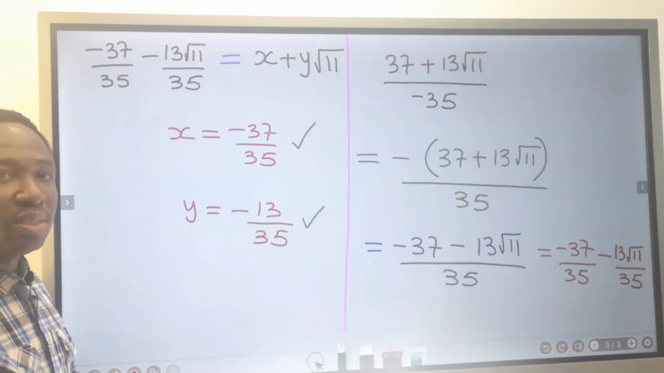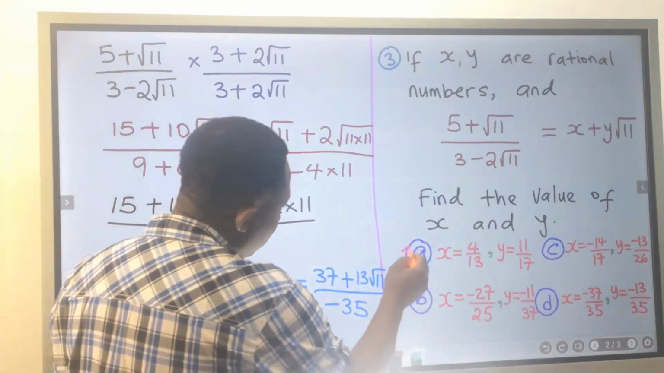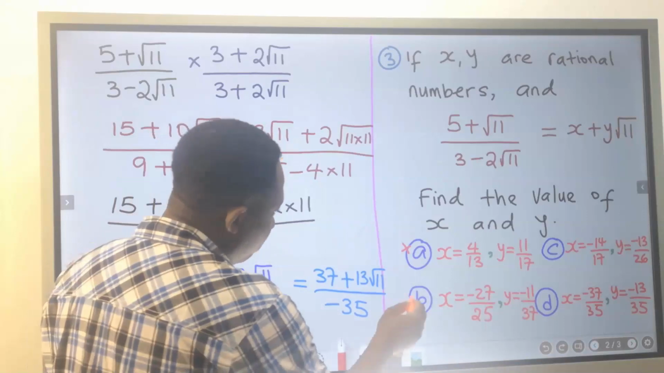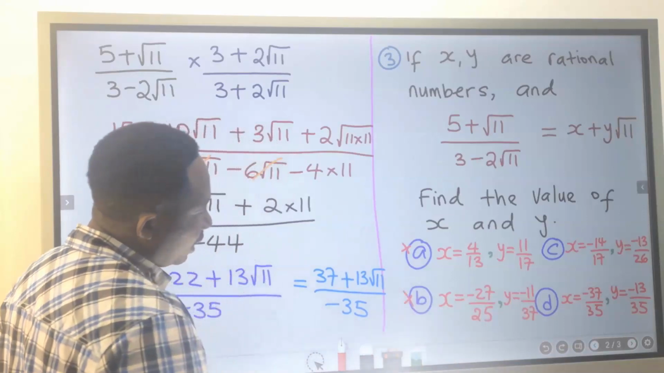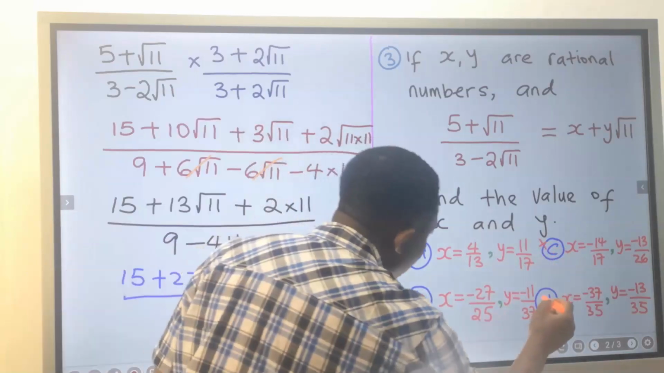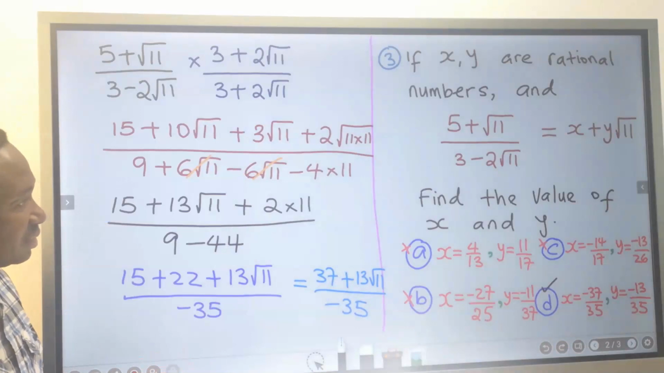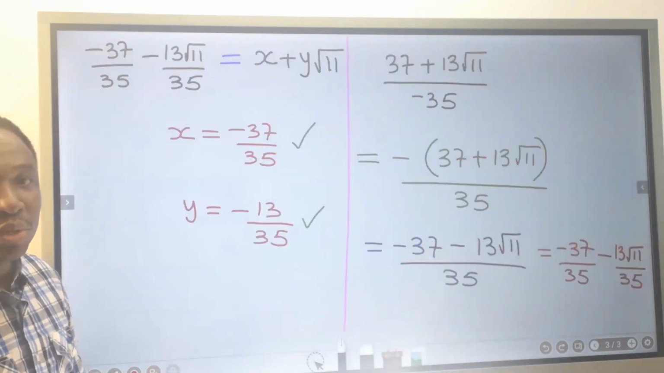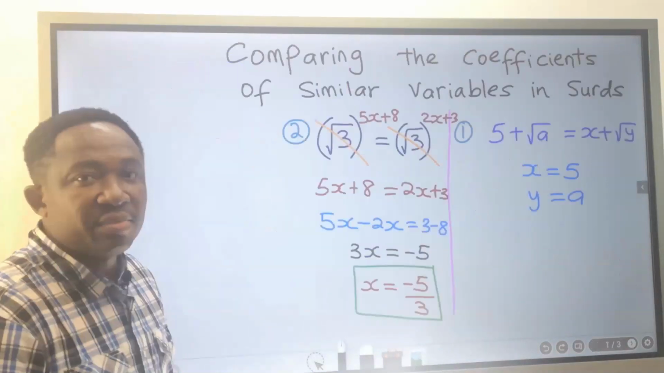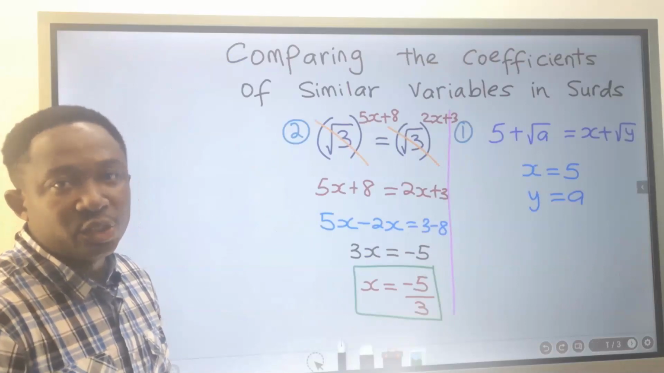Next, we're going to consider the given options. Here, A is not the answer. B is not the answer. C is not the answer. Our answer is D. You can apply this when given any question involving similar variables in surds. I hope this was helpful.